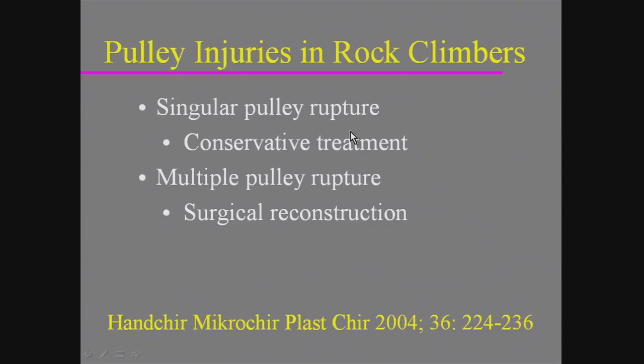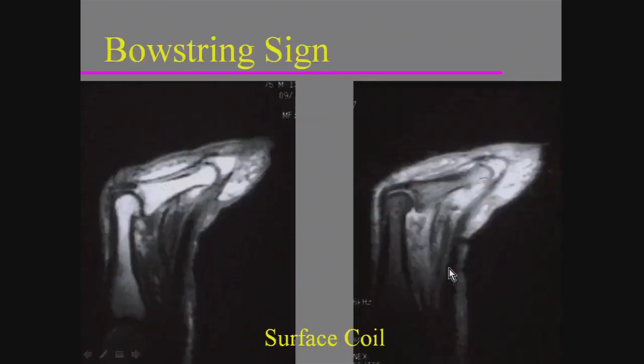Usually if it's just a single pulley that's torn, they can be managed conservatively. If you get multiple pulleys involved, especially if it's both A2 and A4, these patients are going to require surgical reconstruction. This is a nice spectrum of pathology that shows how important the development and evolution of dedicated coils has been to orthopedic imaging.